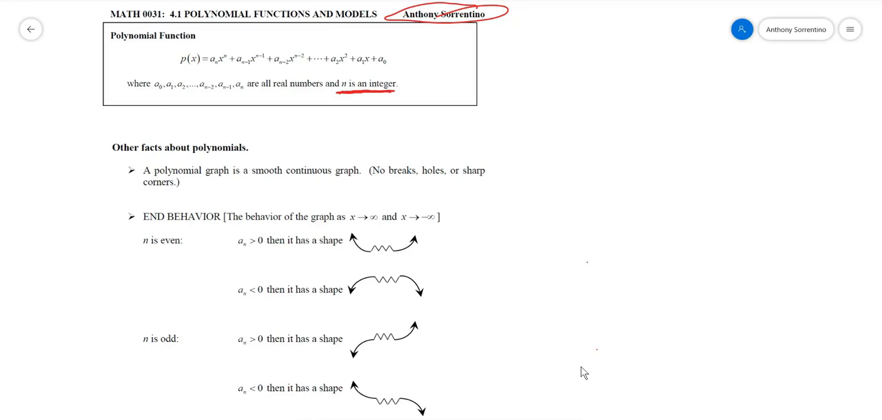These are very specific. As we go through this, we also want to know what a polynomial function looks like as far as a graph goes, so we know if we're dealing with one or not. So one of the first aspects that's mentioned here is a polynomial graph is a smooth continuous graph. It has no breaks, no holes, no sharp corners. So, I'm not going to see those features on a polynomial graph. And I shouldn't see them if you're sketching a picture of one either. Another thing we discuss is what the end behavior looks like.